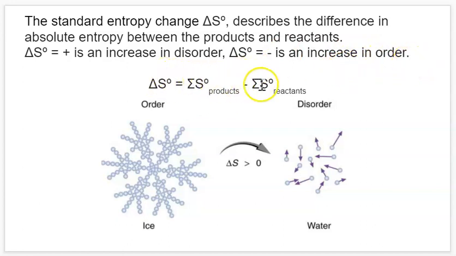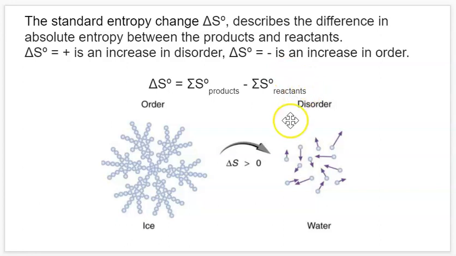And you'll notice this formula here to calculate delta S. It's the sum of the absolute entropies of the products minus the sum of the absolute entropies of the reactants. And this looks really similar to the equation we used for the enthalpy of a process. And that is an important thing to note here, because all of the state functions are going to have a formula like this, where the overall delta whatever is going to be the sum of the delta whatever of the products minus the sum of the delta whatever of the reactants.